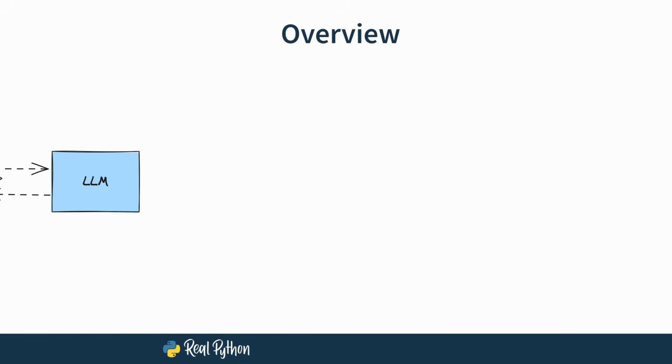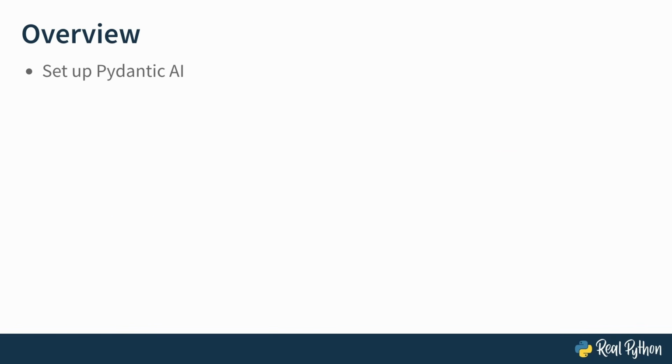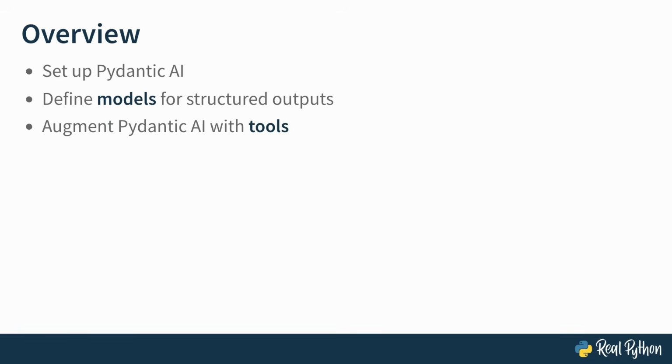So overall, what you're going to do in this course is set up Pydantic AI. It's a regular Python package that you can just pip install. You're going to define models for structured outputs. So you're going to define the structure you want for your outputs, and you're going to see how to do that in code. You're going to augment Pydantic AI with tools, and you're going to decouple dependencies in your code for easier testing. So these are the four main things you're going to learn throughout this video course. And once you're ready to get everything set up, you can move on to the next lesson.